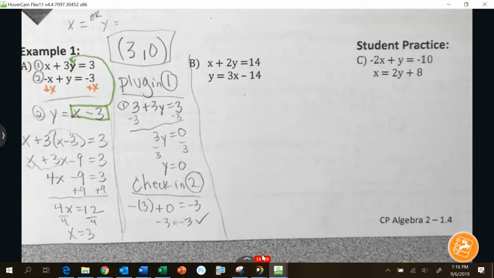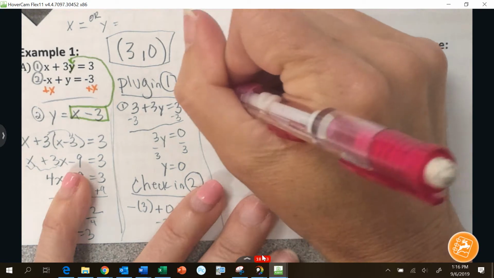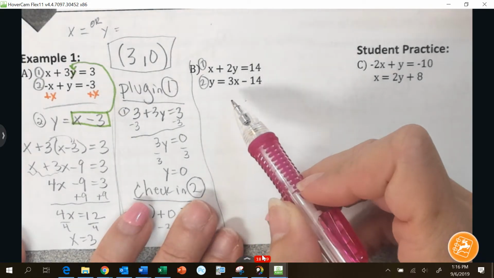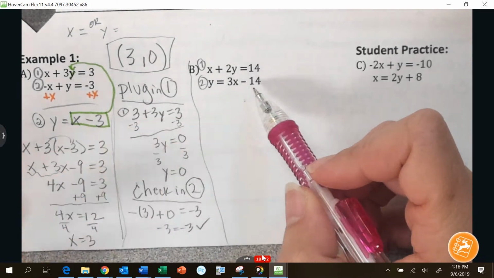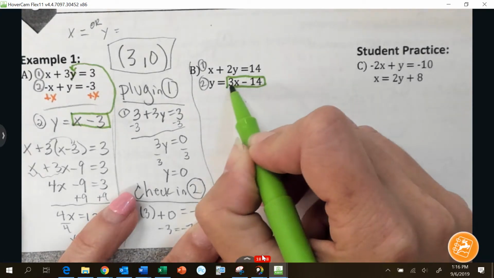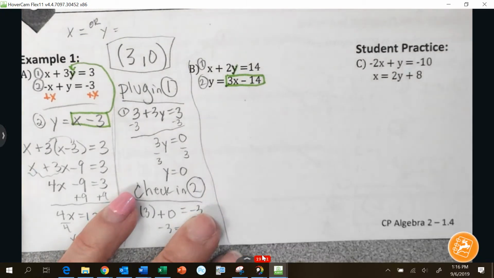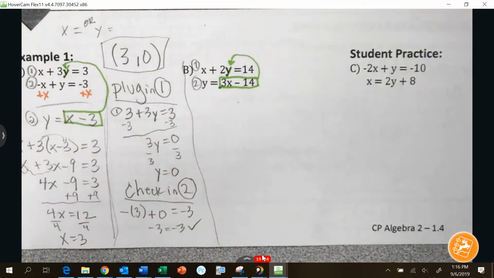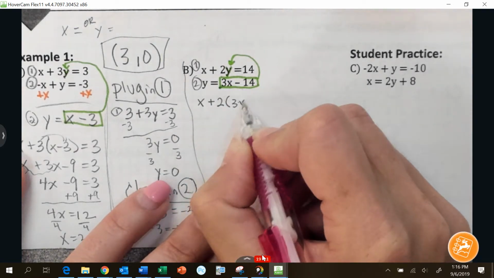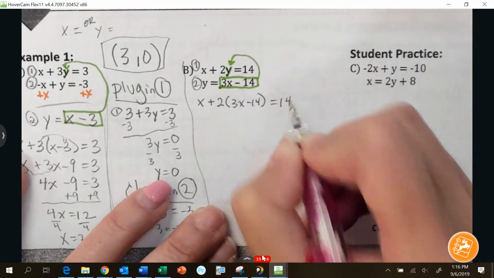We need to have either x equals or y equals in either equation 1 or equation 2. What should we do? Number 2's already done. Like it's already there, y equals. I'm not going to do extra work. So number 2 already has y equals, so I don't have to do extra work. Yay! I'm going to take what y equals, and I'm going to replace y in equation 1. I'm going to put them inside of each other. I'm going to use both equations at the same time. X plus 2, parenthesis, 3x minus 14, close parenthesis, equals 14.